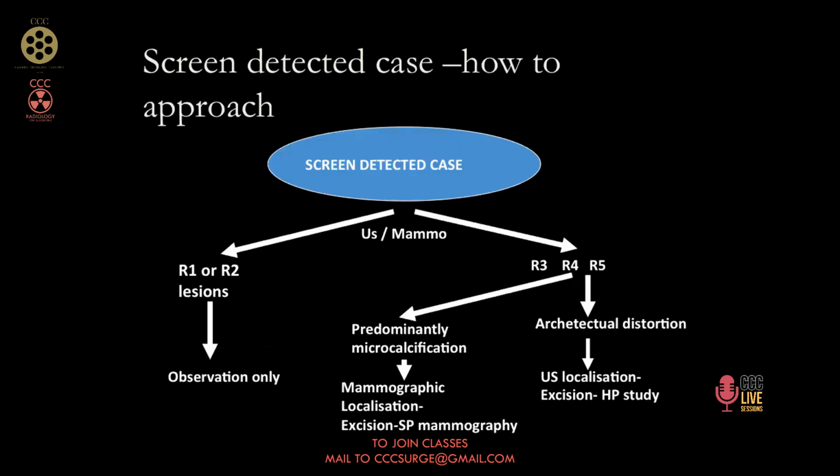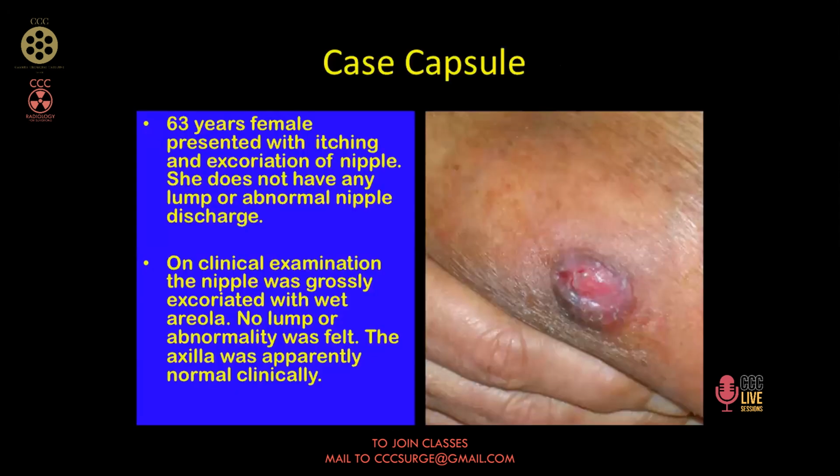And this is the guideline for impalpable lesions. If it is distinctly R1 or R2, you just observe. If it is R3, R4 or R5, meaning BIRADS 3, 4, 5 lesion, and if it is a clear-cut, predominantly microcalcification, then mammographic guided excision is done. If it is only architectural distortion, ultrasound guided excision is done.